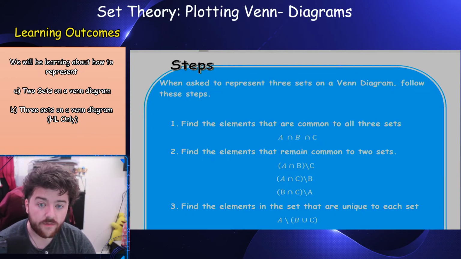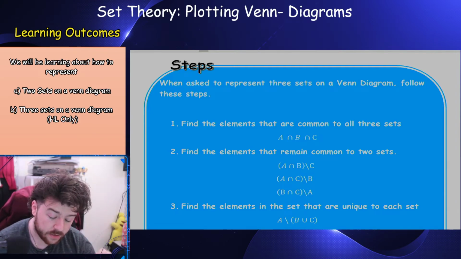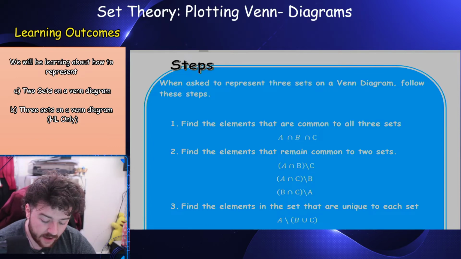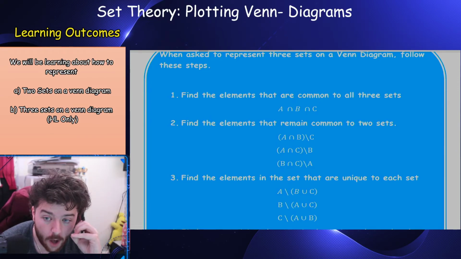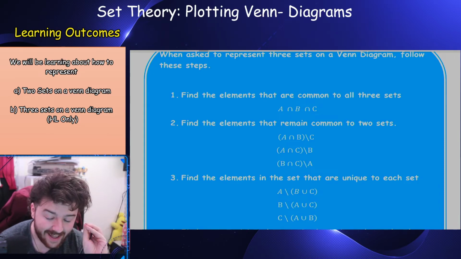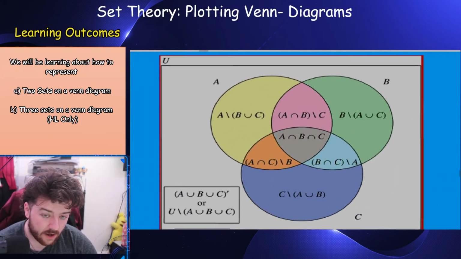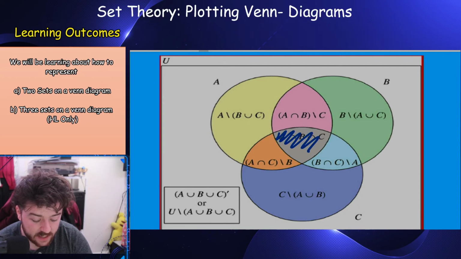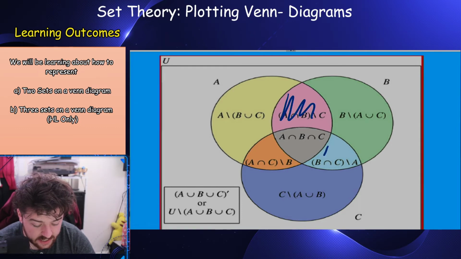Step 1, we find the elements that are common in all 3 sets. That's the same step as with 2 Venn diagrams. So we find the middle intersection. Then find the elements that remain in the common 2 sets, so A intersection B less C, i.e. the elements only common in A and B but not in C, the elements only common in A and C but not in B, and the elements only common in B and C but not in A. First, we need to find the middle region, the intersection. Then I need to find these regions next.